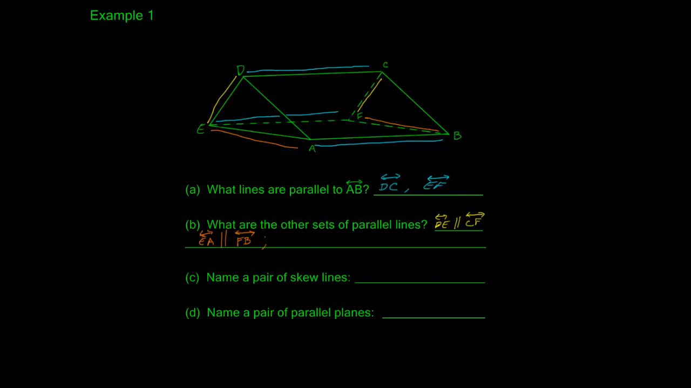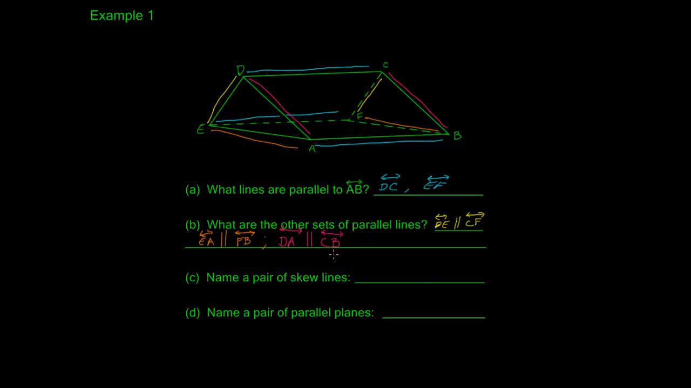Alright, and lastly, just looking for one more. We have right here this line and this line that will be parallel. So we could say we have line DA, which is parallel to line CB. Alright, so that takes care of our parallel lines.